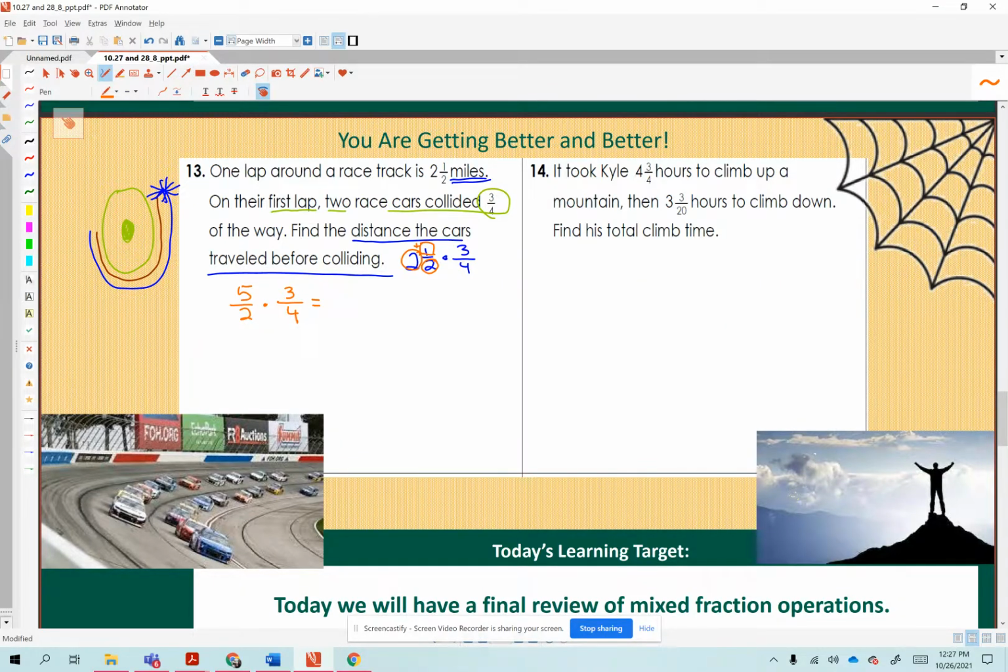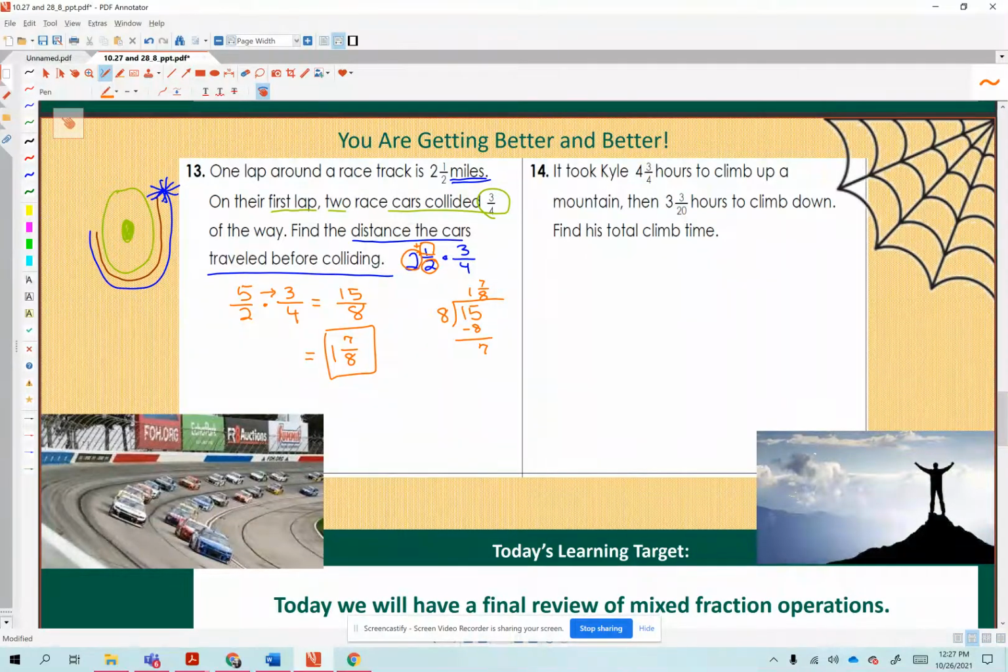And there's no opportunity here for simplifying yet by cross dividing. So we'll just multiply. 5 times 3 is 15. 2 times 4 is 8. And then we'll divide 15 by 8 so that we can get back to a mixed number. And we know 8 times 2 is 16. That's too big. So 8 times 1 is 8 with 7 left over. So before they crashed, they drove 1 7/8 miles.